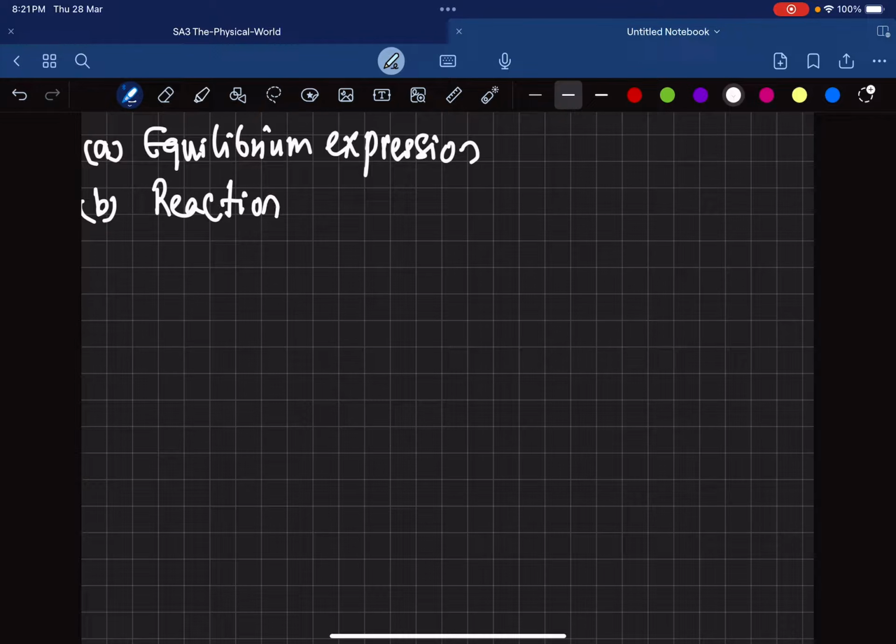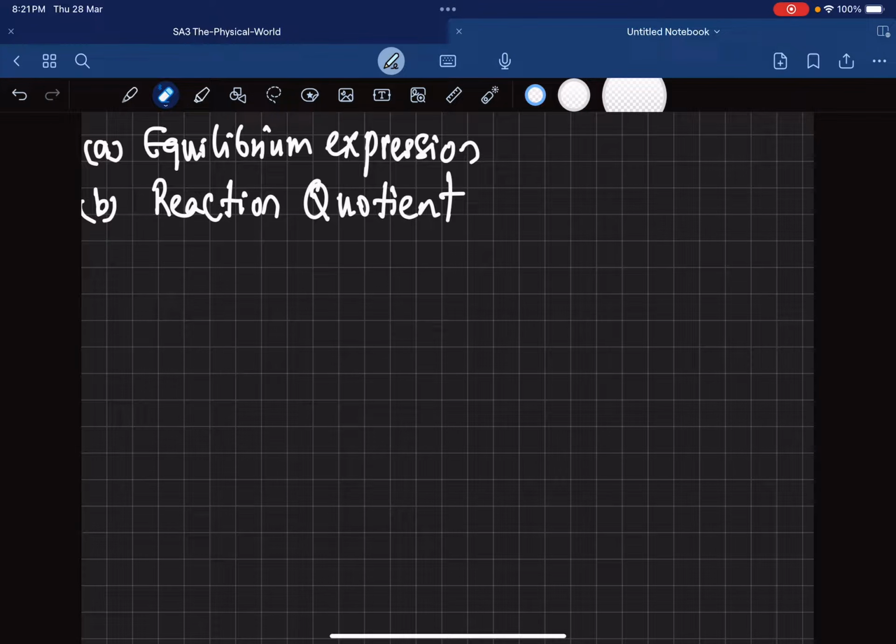reaction quotient. Okay, reaction quotient, or is it QOU? Maybe it's QUO. Okay. I always get confused here. QUO quotient? Nah, I don't think so. Okay, we'll come back to that in a minute.